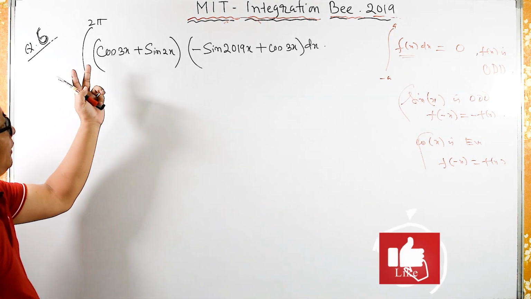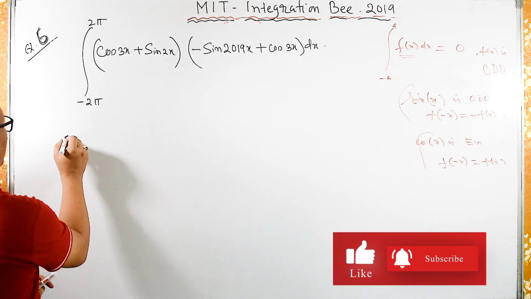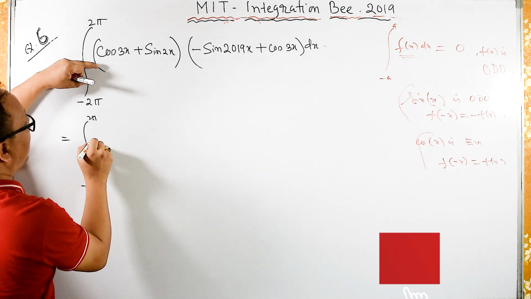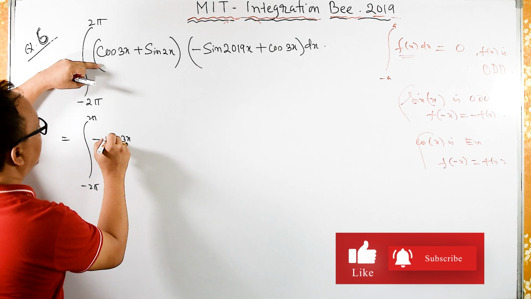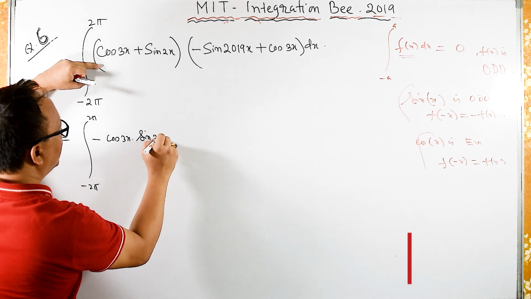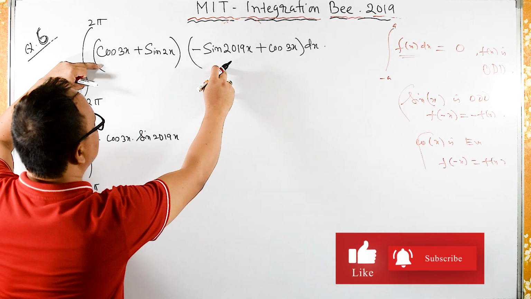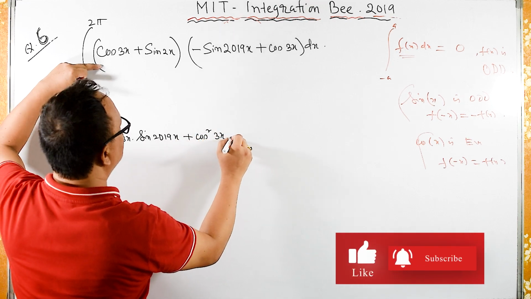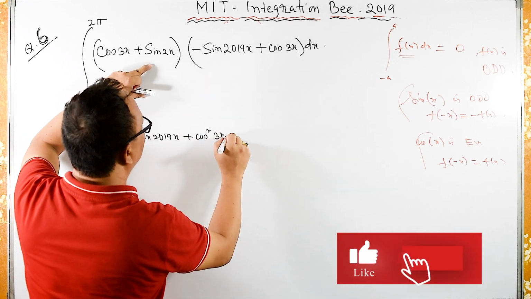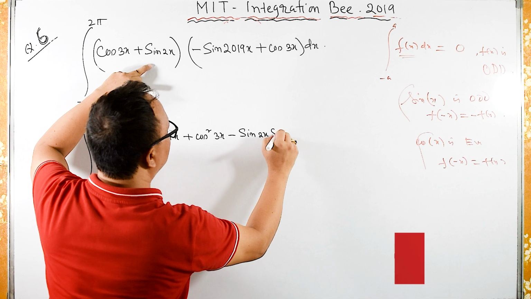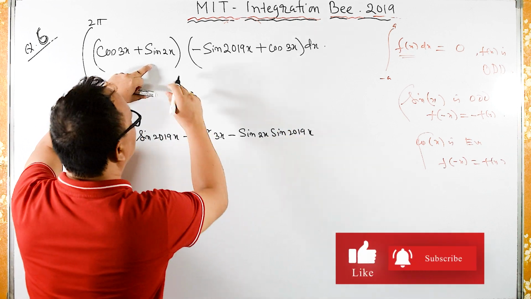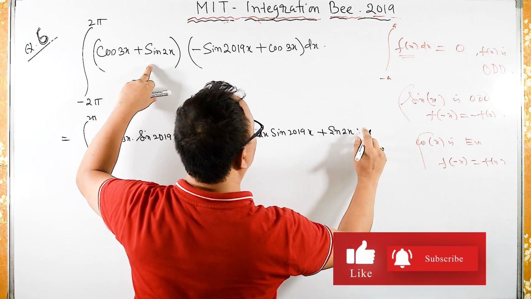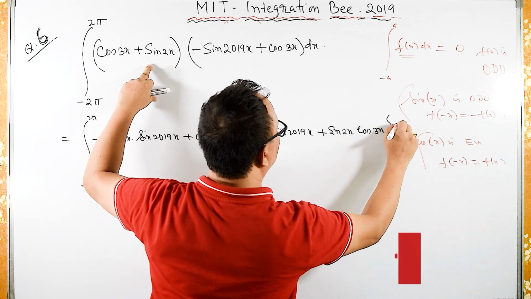Okay. So now what I will do is I will multiply first. This equals the integral from minus 2 pi to 2 pi. If I multiply this, we will have minus cos of 3x into sine of 2019x, this into this, and then this into this, we have plus cos square 3x, and then this into this minus sine of 2x into sine of 2019x, and then here plus sine of twice x and cos of 3x whole dx.